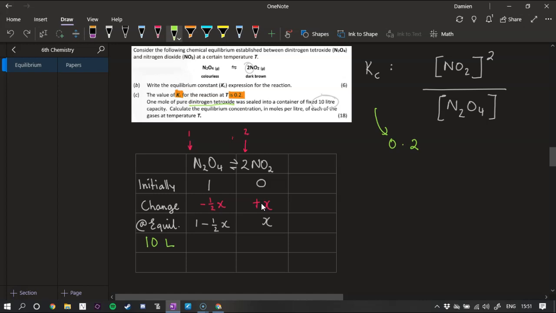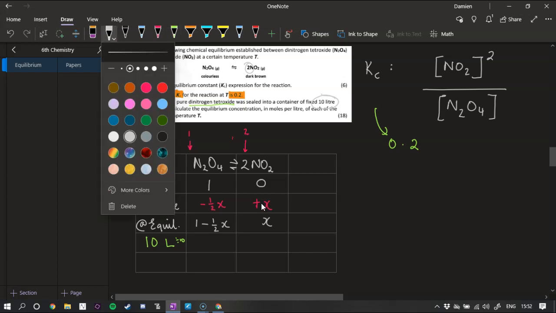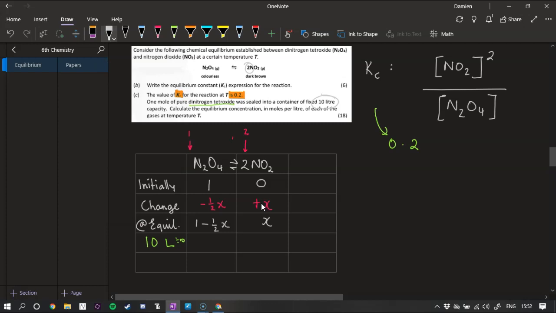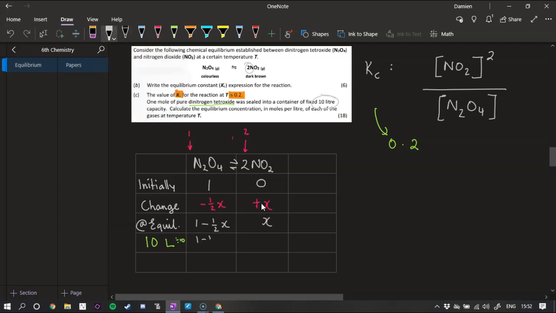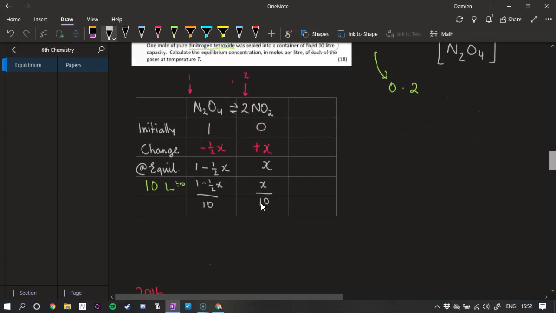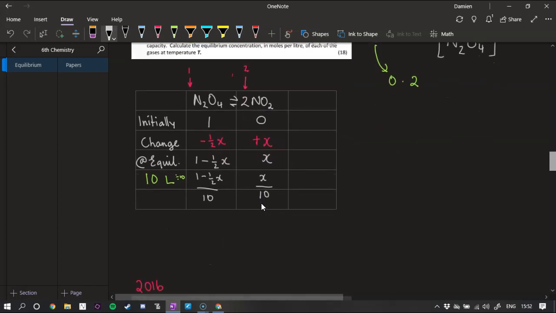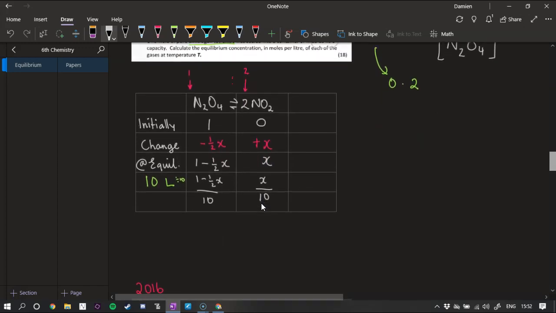So, continuing on with this, we've also got to divide by 10 because we've got 10 litres here. So, this one here is going to be working out finally at 1 minus 1/2 x, and that's all over 10. And this one here is going to be x over 10. You now have to pop this into your Kc formula, and there is quite a bit of maths in this. So let's have a look at it and see.